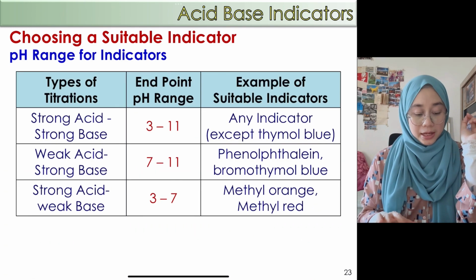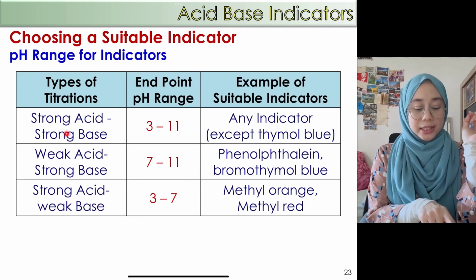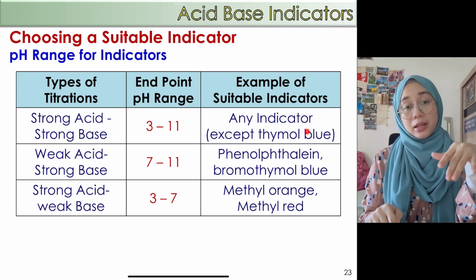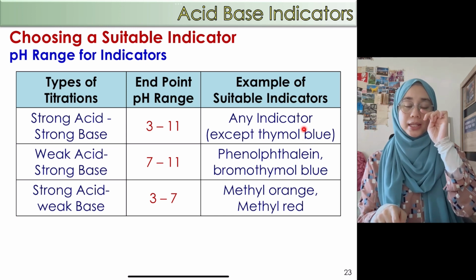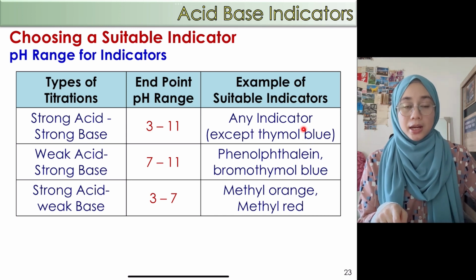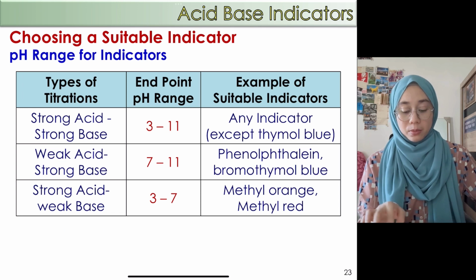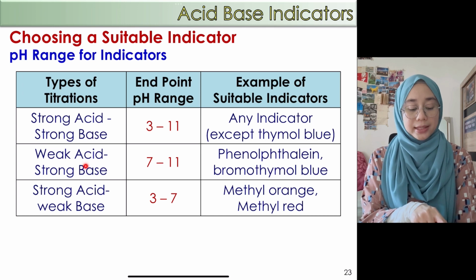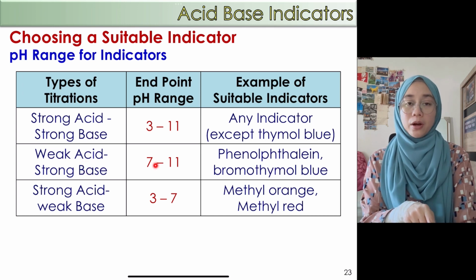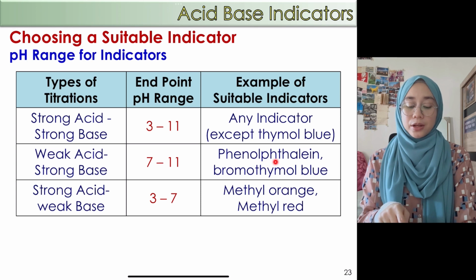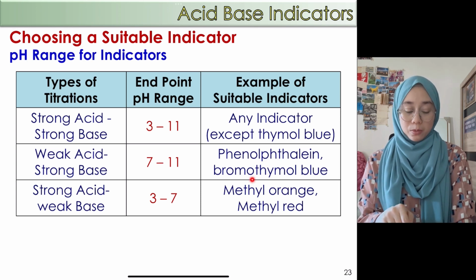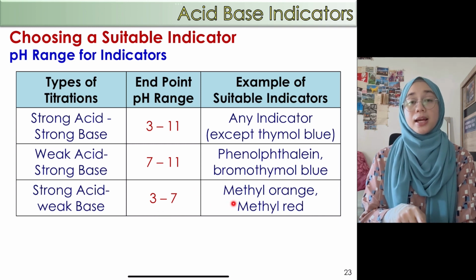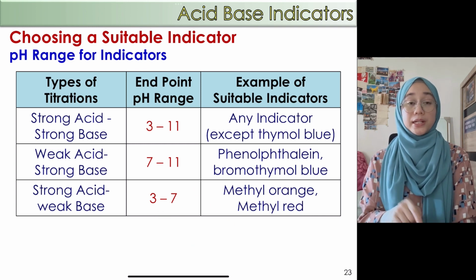Okay, for the type of titration between strong acid and strong base, the pH range is between 3 to 11, right? So basically any indicator is suitable for this kind of titration, except thymol blue, because thymol blue does not fall between 3 to 11. Meanwhile for weak acid with strong base, since the endpoint pH range is between 7 to 11, the suitable ones are phenolphthalein or bromothymol blue. For strong acid, weak base, the pH range is 3 to 7. Therefore the suitable ones are methyl orange and methyl red.